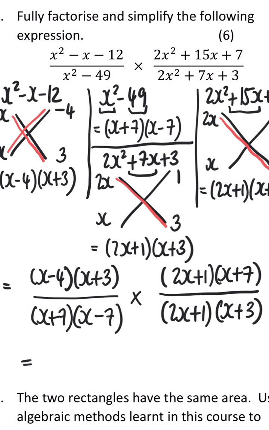Okay, now comes the fun part of cancelling out as many factors as you can. So, if a factor appears on the top and bottom, then we can cancel it out because we're multiplying and dividing by it, so they cancel out.